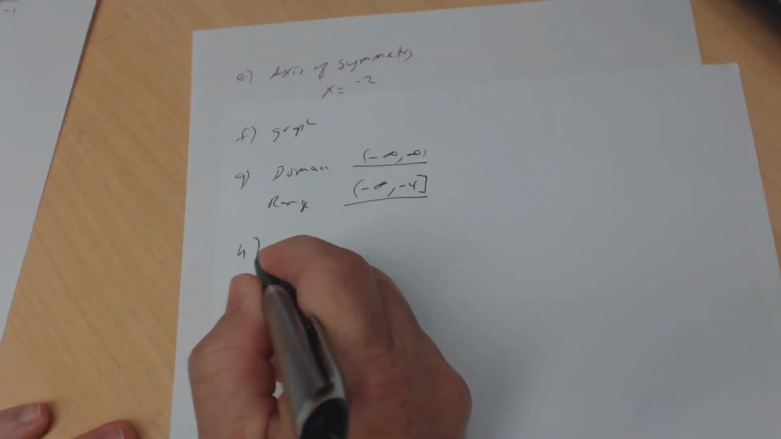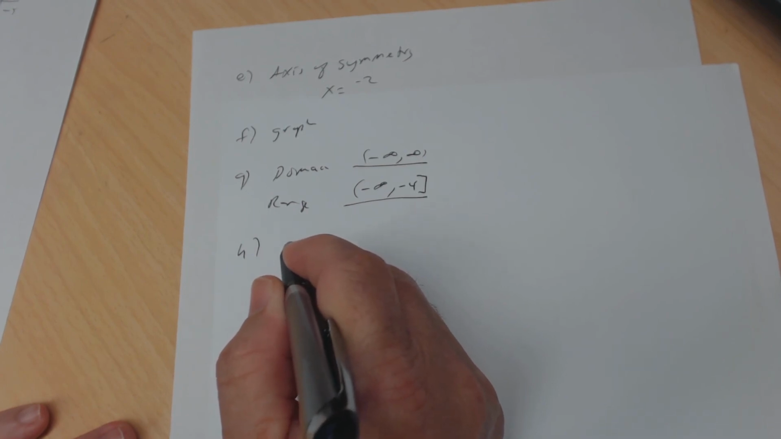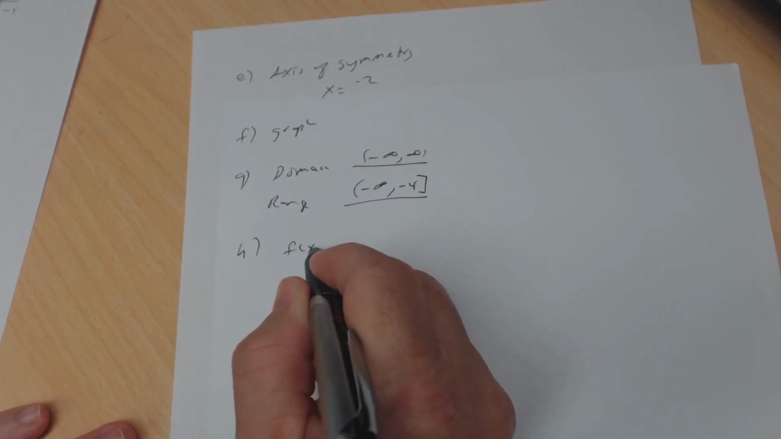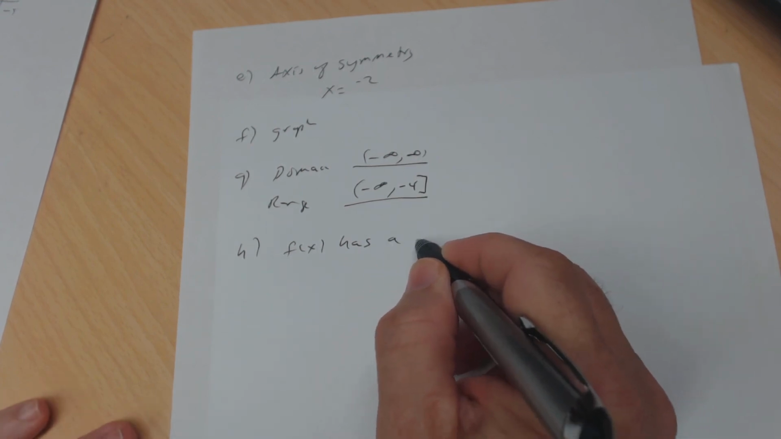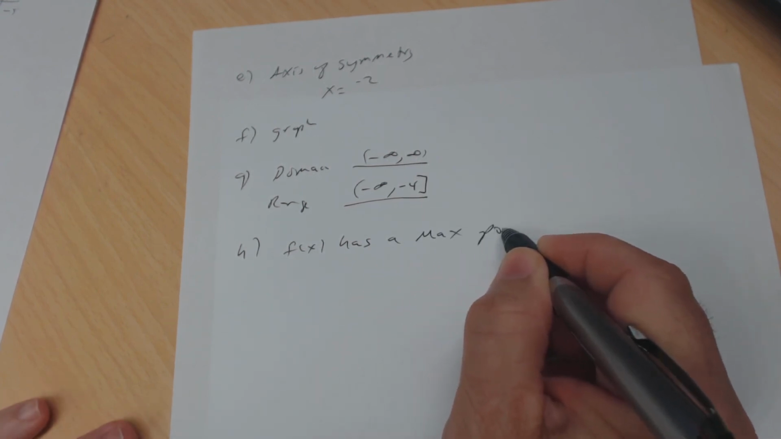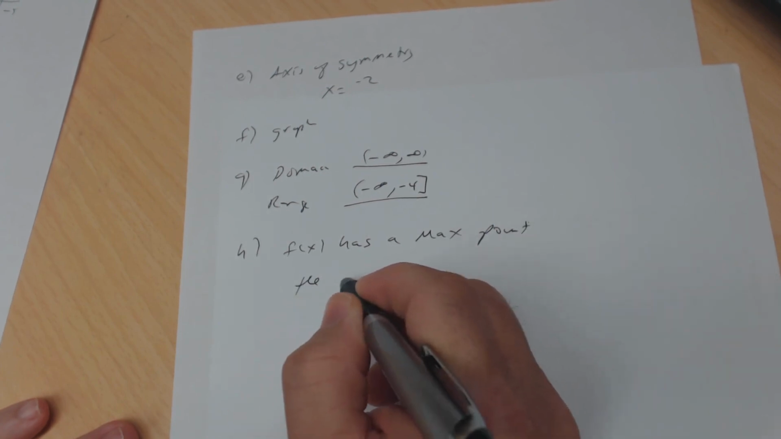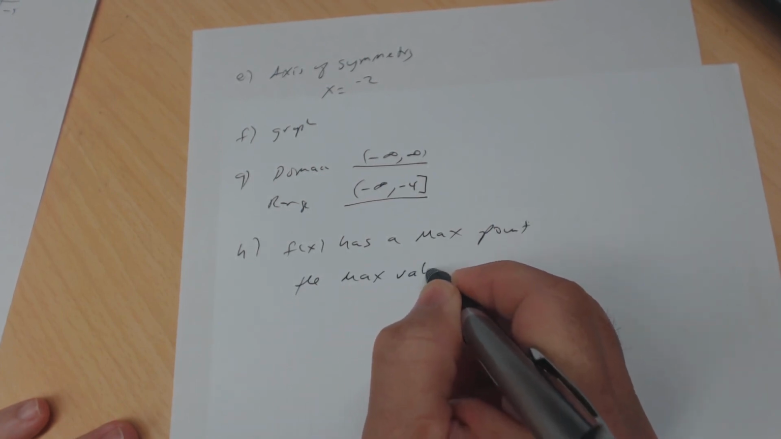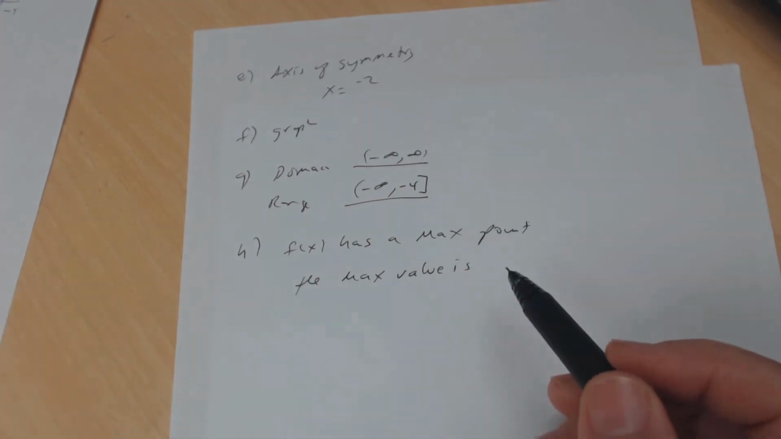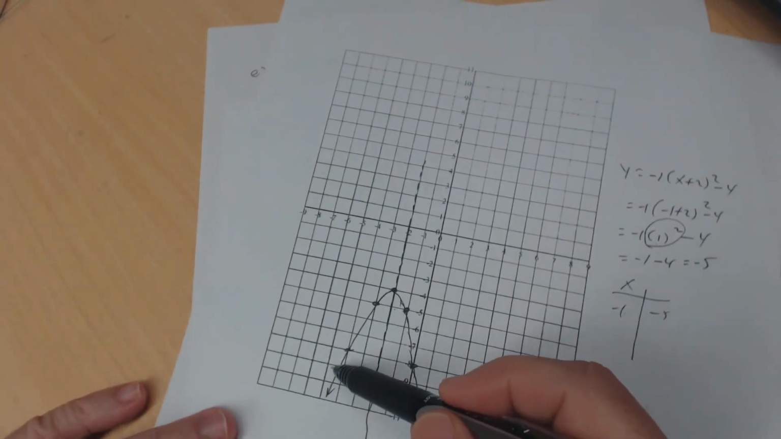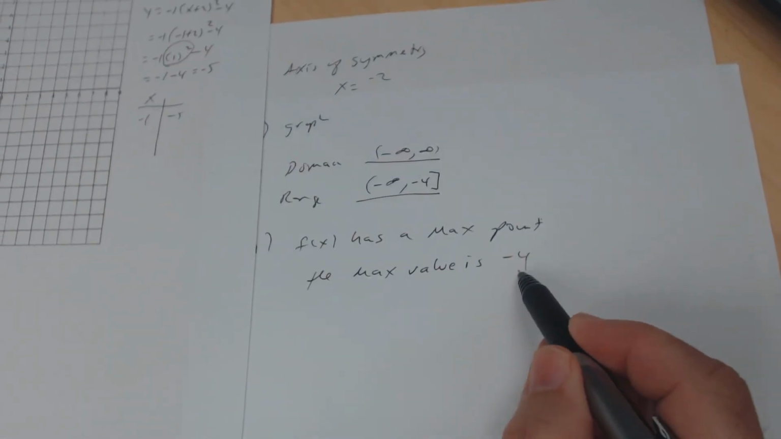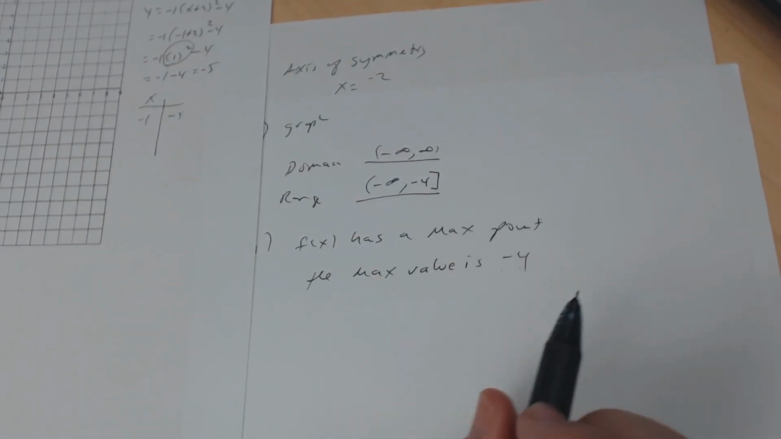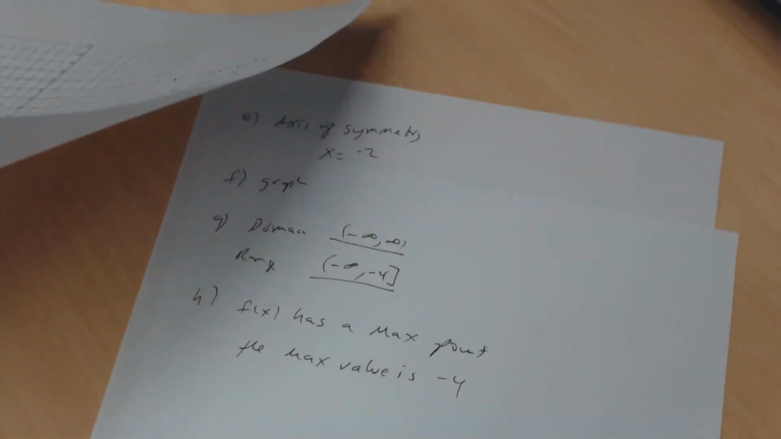All right, and then we already talked about this. Your function has a maximum value. So f of x has a maximum value, has a maximum point rather. And the maximum value is whatever that maximum y coordinate is. So this largest y coordinate you see is a negative 4. And that should match this. All right, and so that's the end of this part.